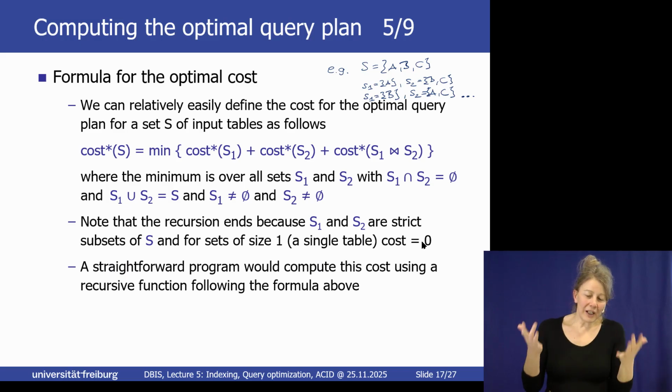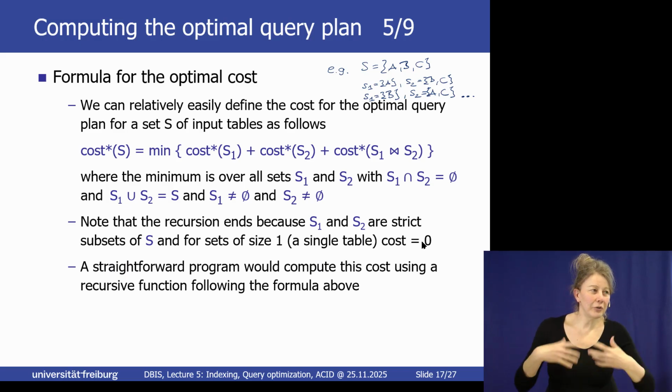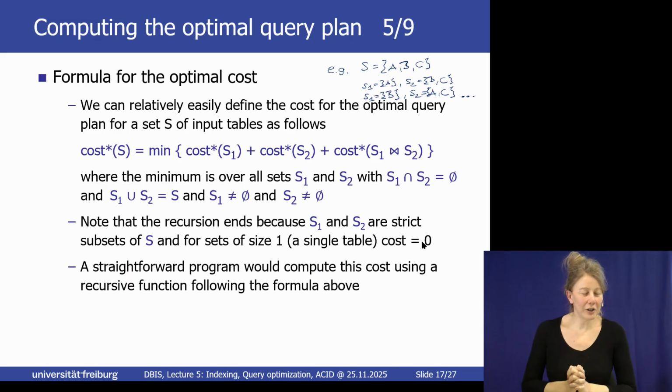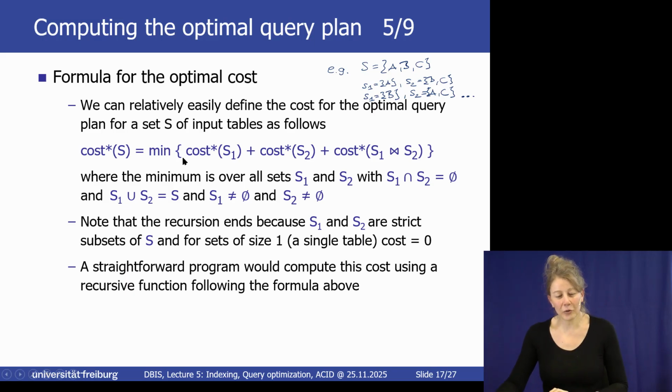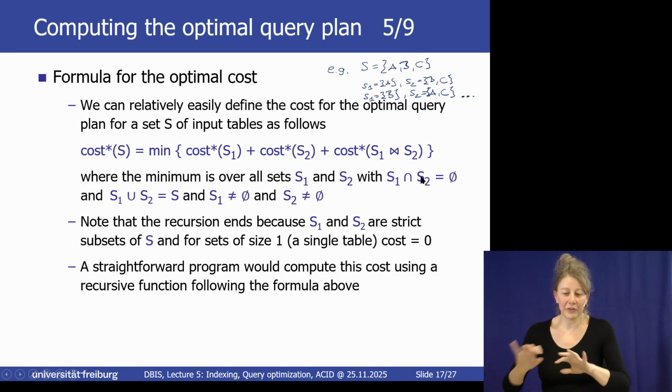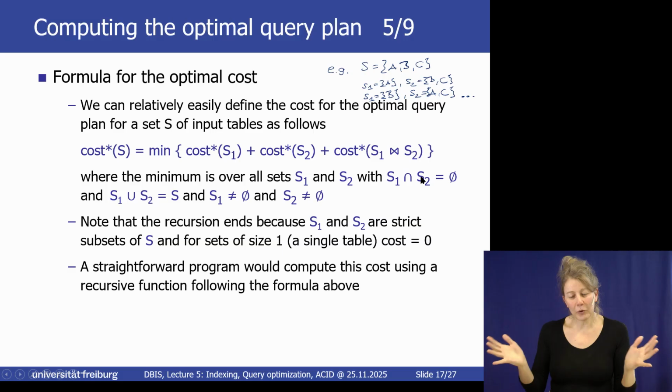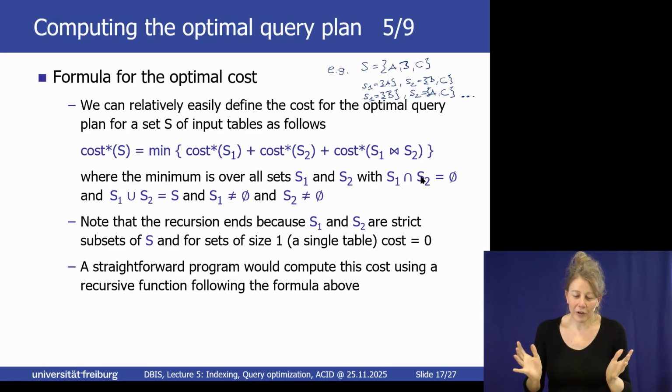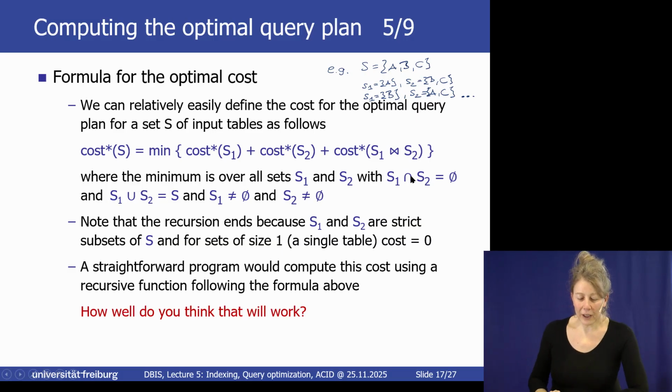The nice thing about recursive functions is you can just write them as recursive functions in code, and it's really easy. The only thing that's not trivial here is it's a minimum. You need a loop that gives you all subsets with these properties, all partitions of a set. We will also do that in code in a second. But just think about it: if I just implement this recursively, how well will it work?